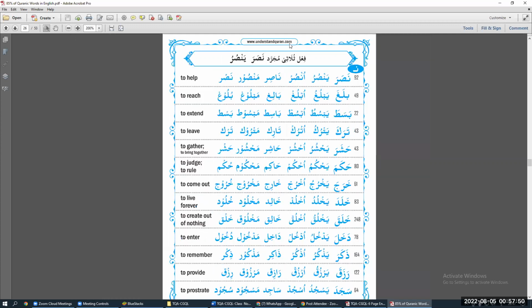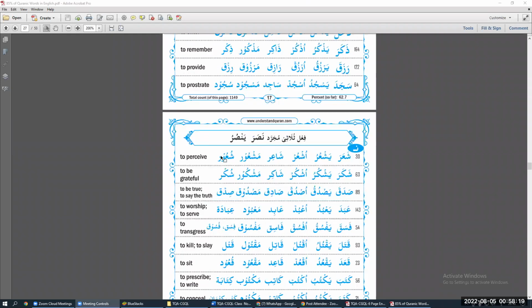Now see, as we have learned, this is Nasara. And this is Balaga. This is Basata. This is Taraka, meaning to help, to reach, to extend. So you can make Balaga, Balagu, Balagat, Balagata, Balagna, hundreds and thousands of them. See, in only 2 days, if you are sincere, you can now make them. You may not remember everything, but you can make them.